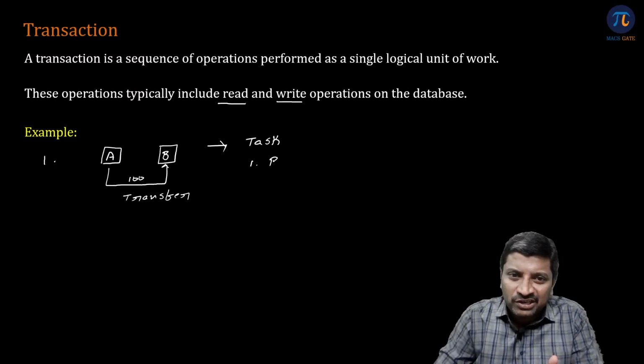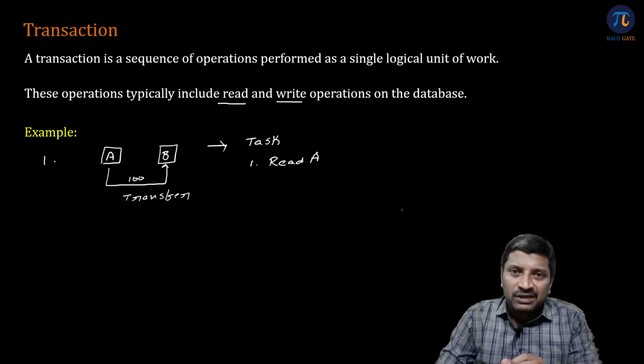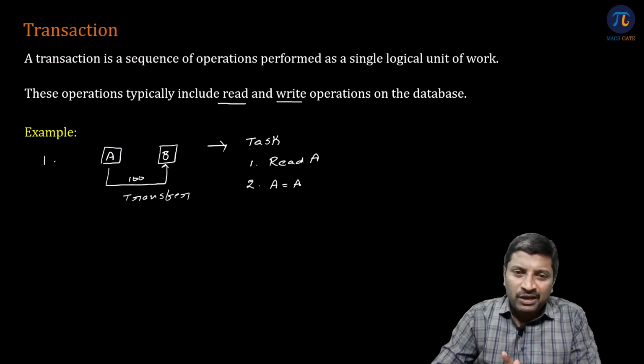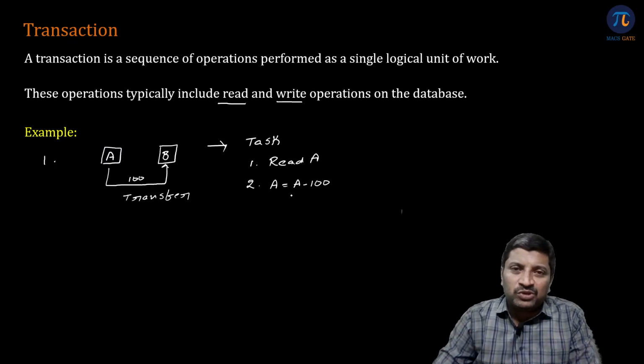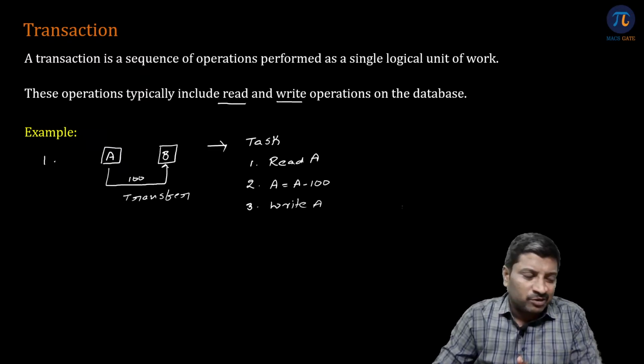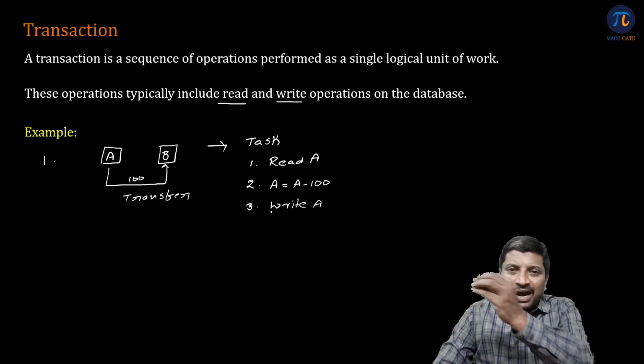Generally, first I need to read the value of A, because first I want to make sure whether account A has sufficient balance or not. So that I need to do. Then what should I do, sir? I need to update account A, because from A I am taking 100 rupees. So A will be updated to the new value. After updating, I need to write it back to the database.